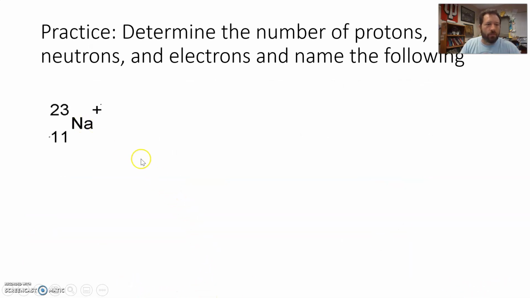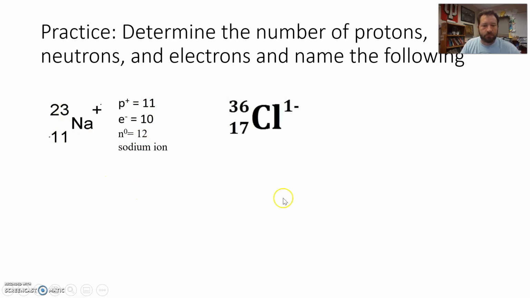Again, a quick little bit of practice. Here's a sodium ion. Again, we've got the mass number up here, the atomic number there. So the number of protons is 11. The number of electrons would be 1 fewer because we have a positive charge. The number of neutrons would be 12. 12 plus 11 gives us 23.